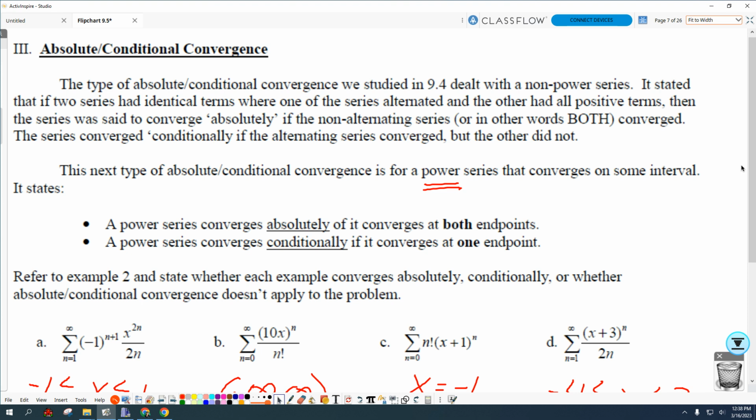Guys, as for the questions on absolute and conditional convergence, not a great explanation, but with power series, meaning things with x on it, if both ends are included or both ends are excluded, like -1 to 1 with open brackets, or -1 to 1 with closed brackets, we're going to call that absolute. But if there's a mix and match, like one was included and the other was not, call it conditional.